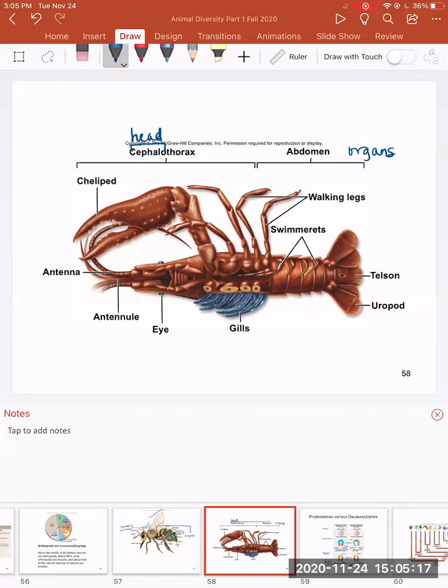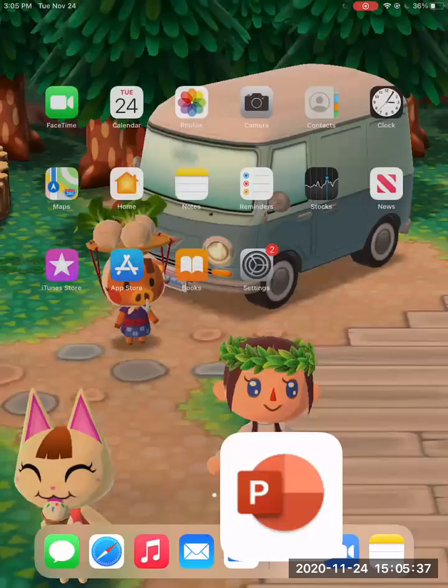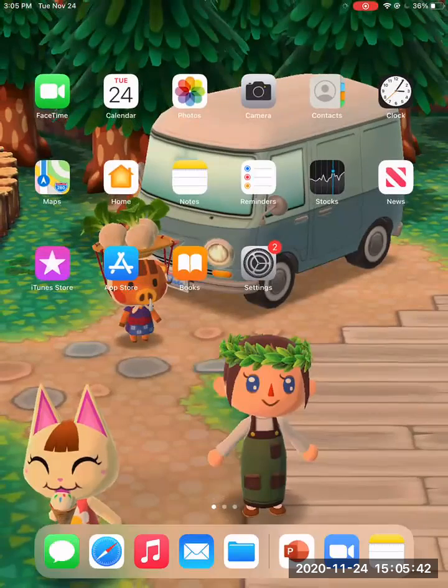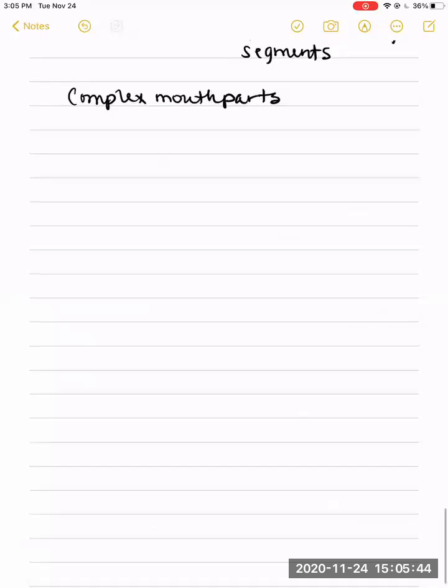So in the next video, we're going to talk about chordates, which includes the vertebrates, but we do have one more invertebrate group left that are actually more closely related to us than all the other invertebrates, and those are the echinoderms. So we have one more phylum left in the invertebrates, and that's phylum Echinodermata.